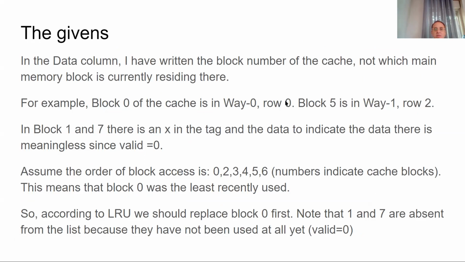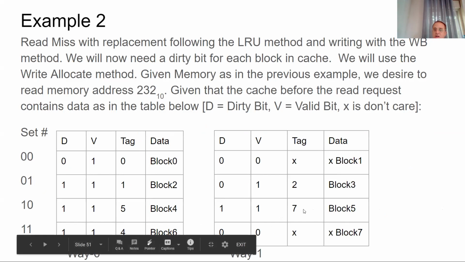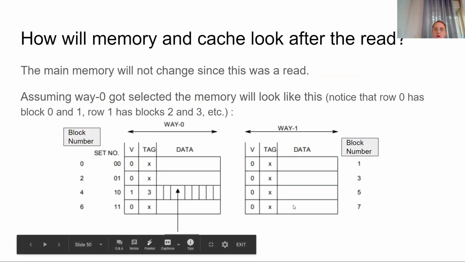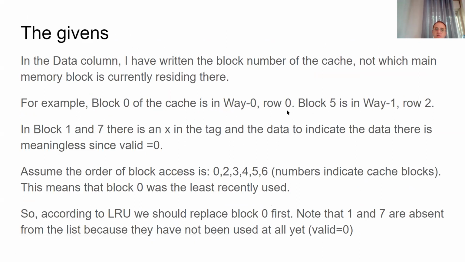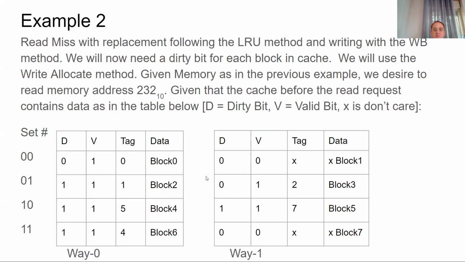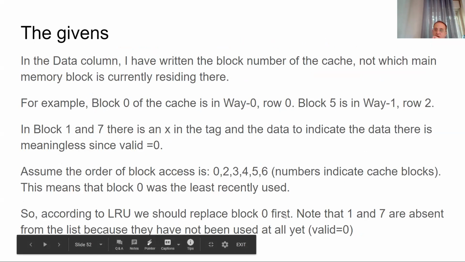In the data column, I have written the block number of the cache, not which main memory block is currently residing there. This is just block 1, 2, 3. These are just the cache blocks. This is going to tell us which block it is. For example, block 0 of the cache is in way 0, row 0, because that's where it is. Block 5, here's block 5, is in row 1, way 1, not way 0. Fine. Just telling you how to read this diagram.